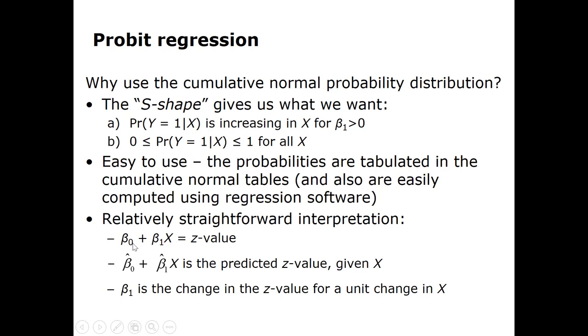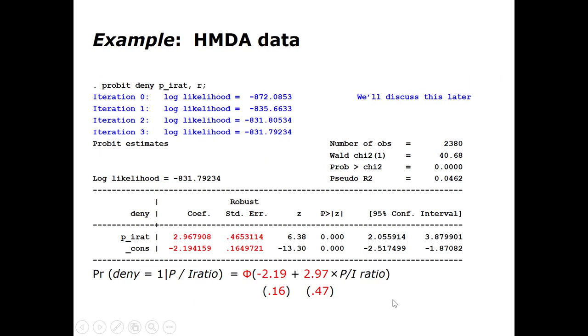All we need to know is that this linear function is defining the z value. It is used to calculate the z value, and the predicted z values are calculated using the estimated betas. Beta 1 is the coefficient estimate for x, but it's measuring the change in the value of z given a unit change in x, rather than the change in the value of probability given a value of x as in the linear probability model. So in this case beta 1 is delta z over delta x. That's straightforward.